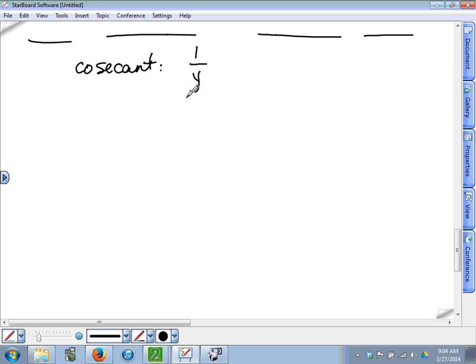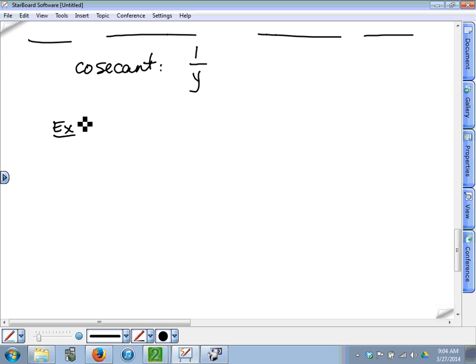So where is this going to have vertical asymptotes? Wherever y is equal to 0. Now you can think about it that way, but it's actually easier to think about it this way: if you're graphing a cosecant, graph sine first.